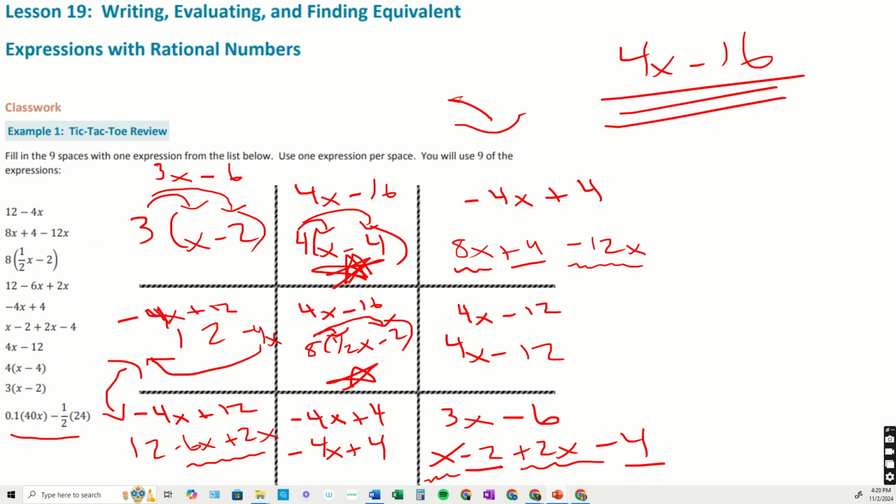So again, this was a combine like terms, and we are specifically looking for equivalent expressions. So equivalent expressions with the rational numbers.